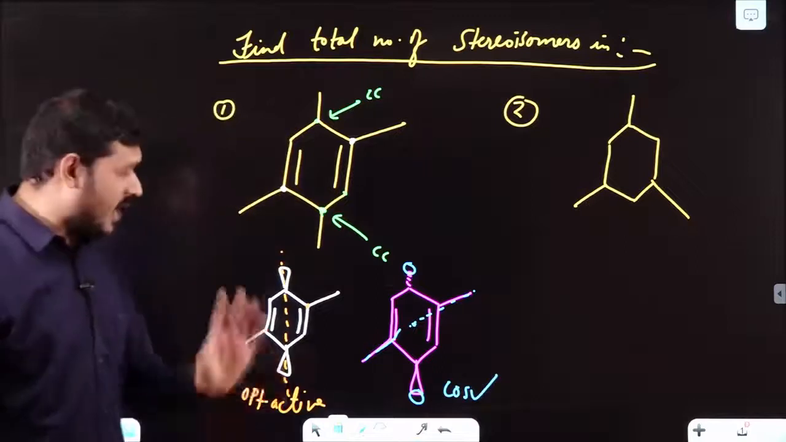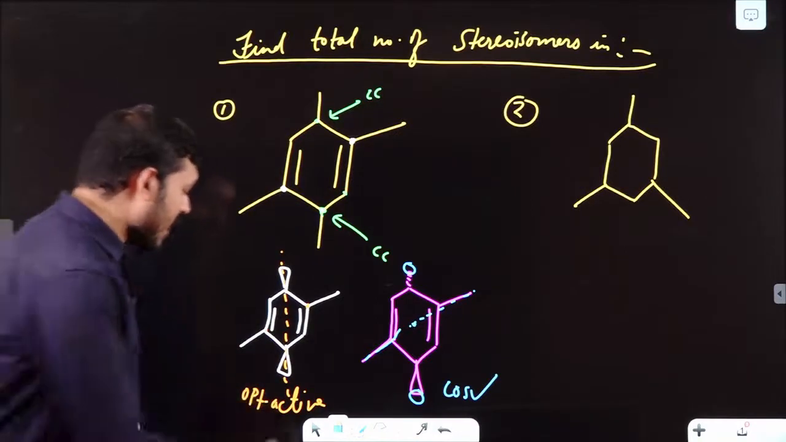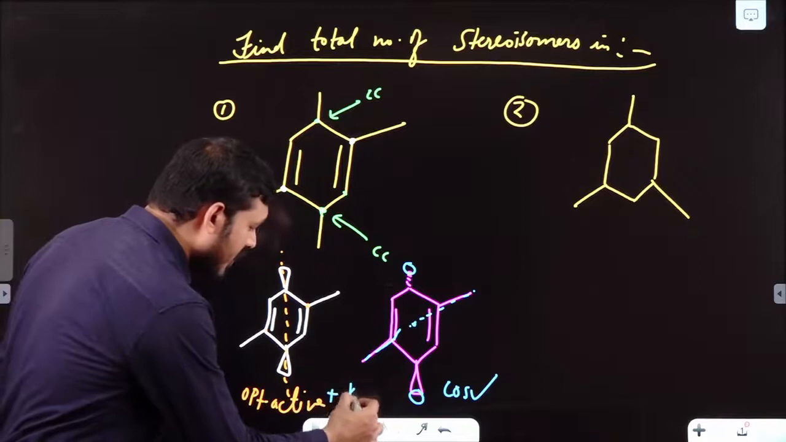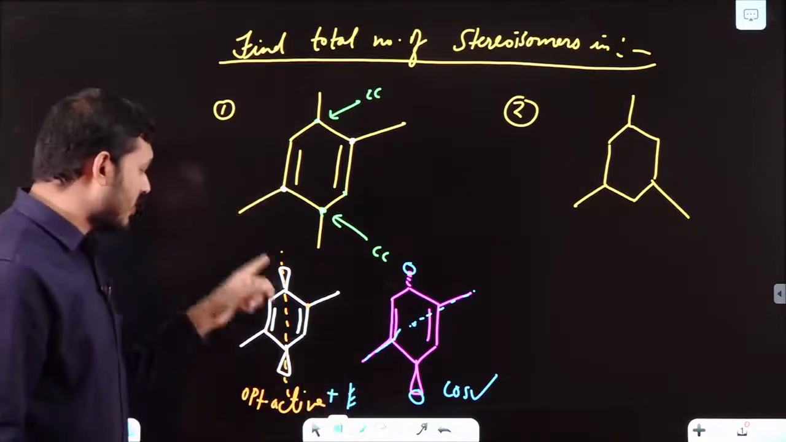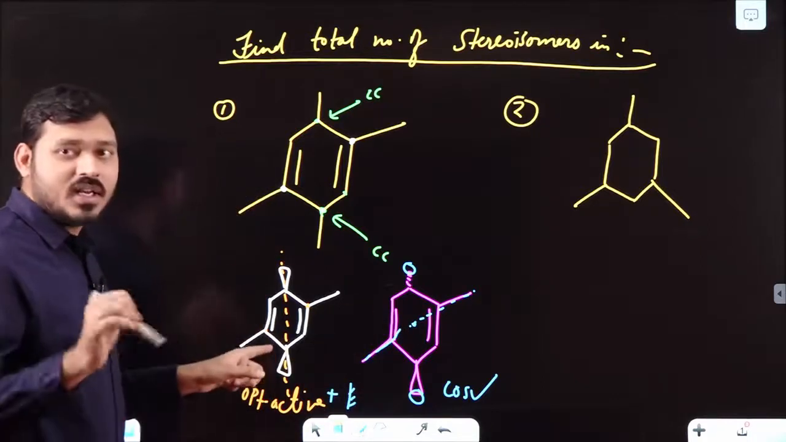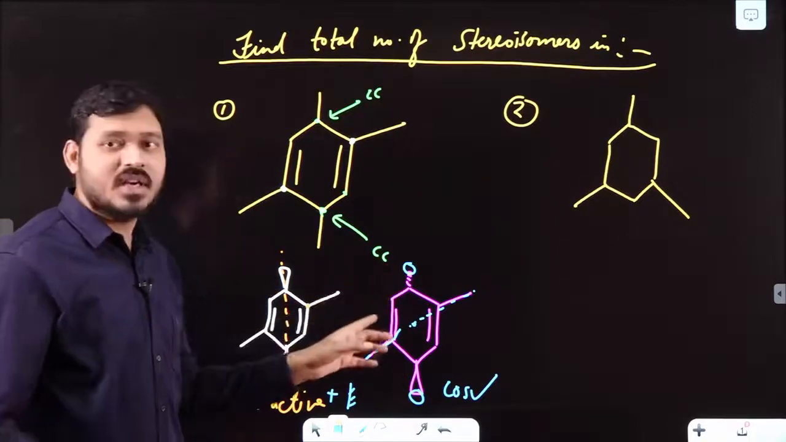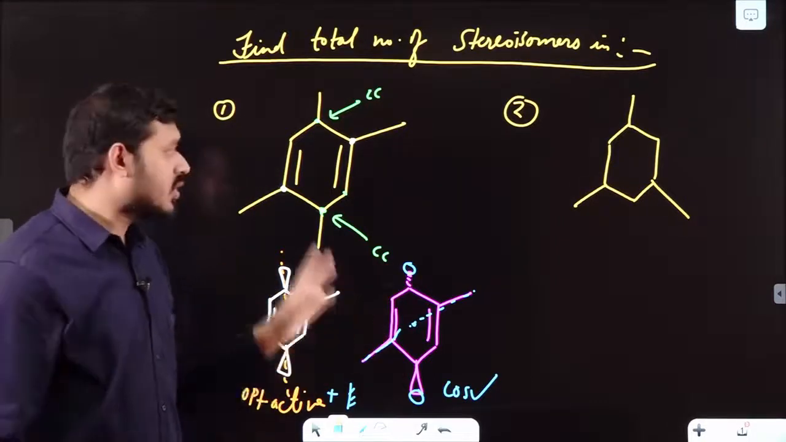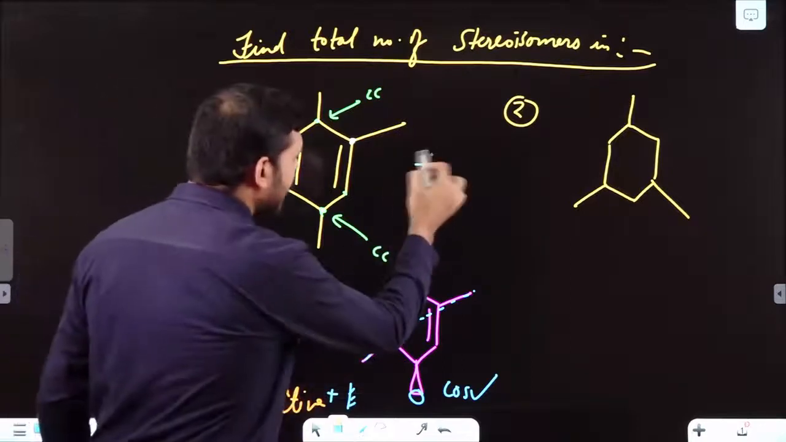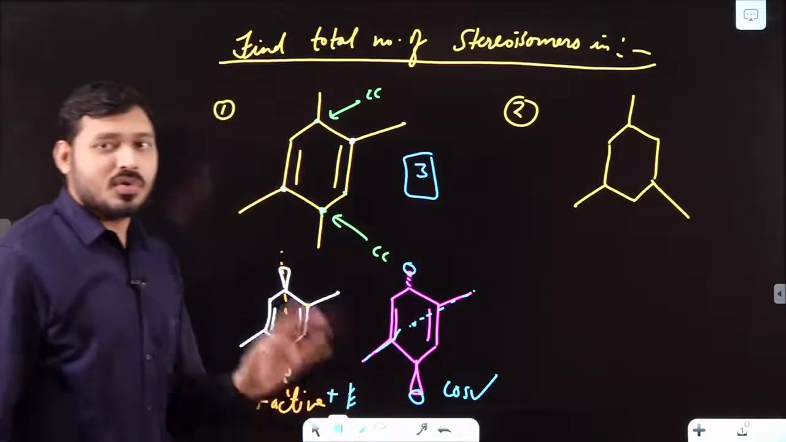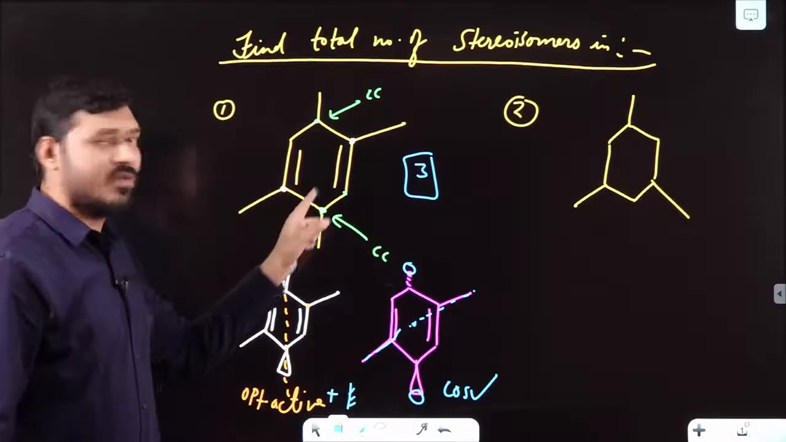Okay. So we have two cases here: optically active plus its mirror image, and this one. So when both on wedge, it is optically active, and the dash form too, and when one in wedge, one in dash, it is optically inactive. So you are getting total 3 cases. So the total number of stereoisomers for this compound will be 3.